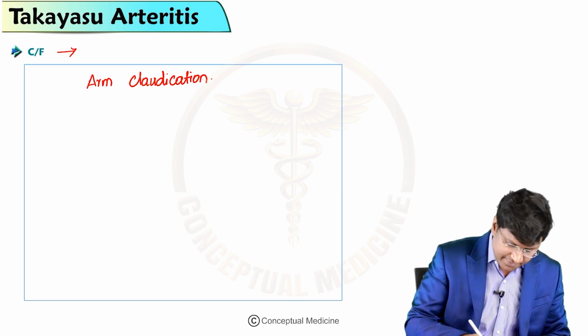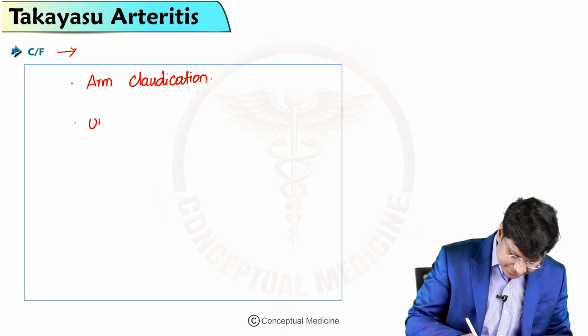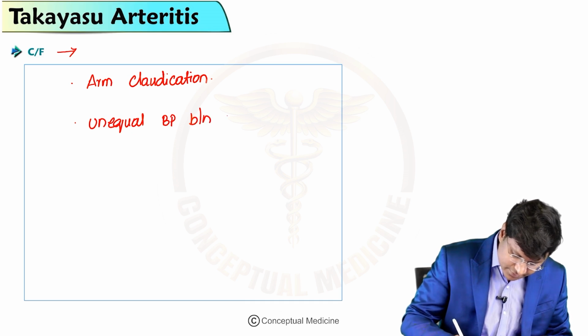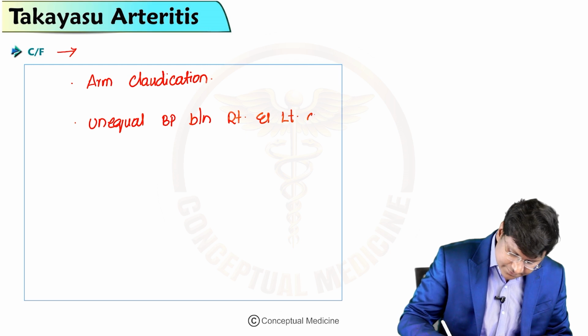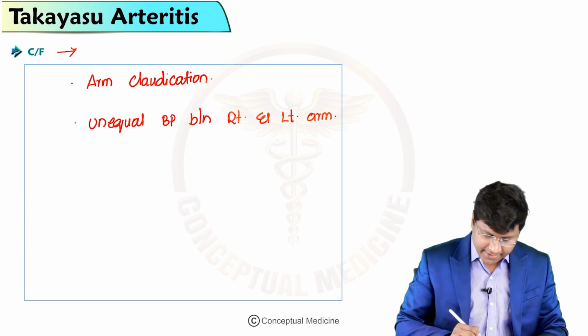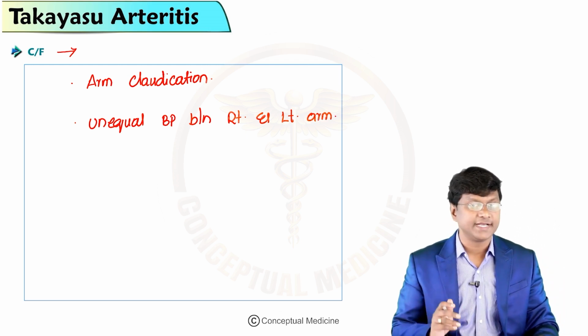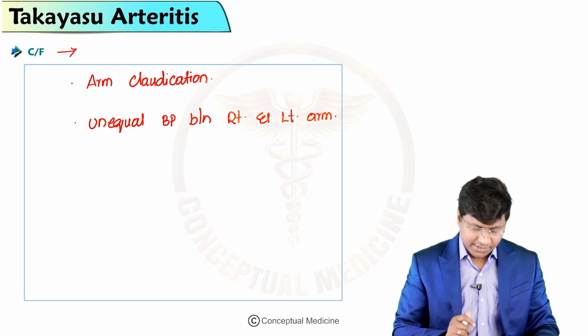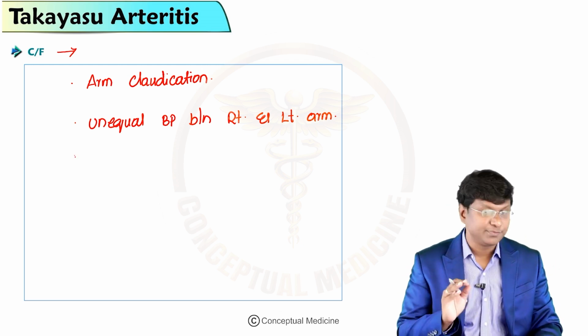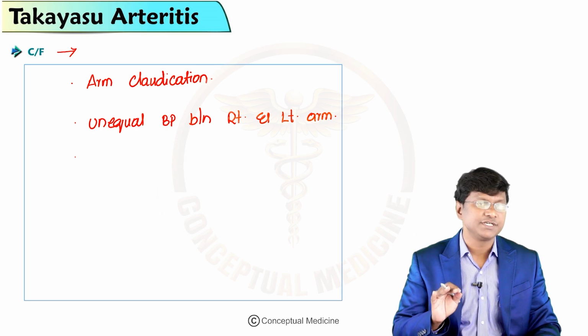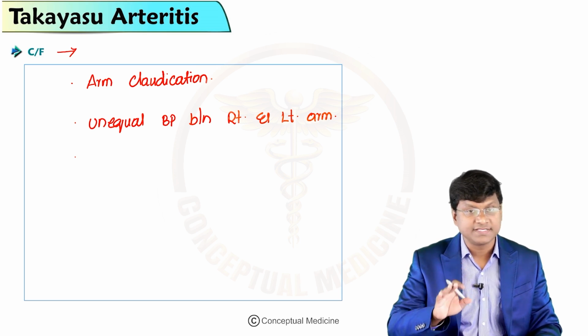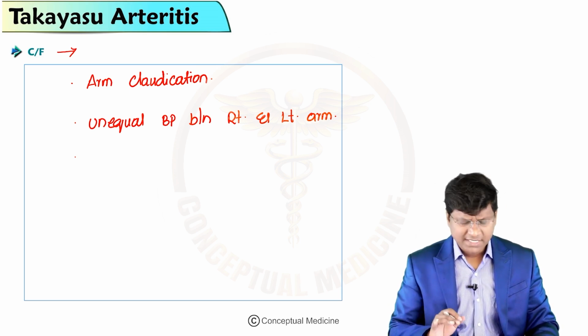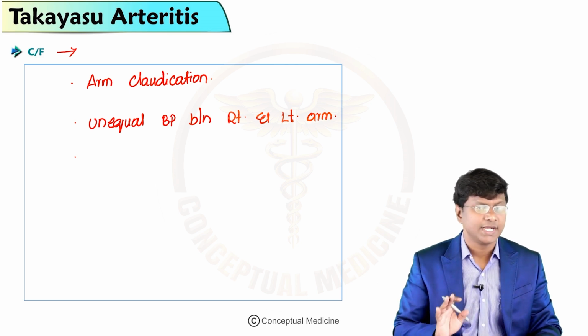Okay, and another important feature is that there will be unequal blood pressure between the right as well as the left arm. Next, the other important point is that the clinical features completely depend upon the vessels which are being affected. Now let me take up the discussion accordingly.